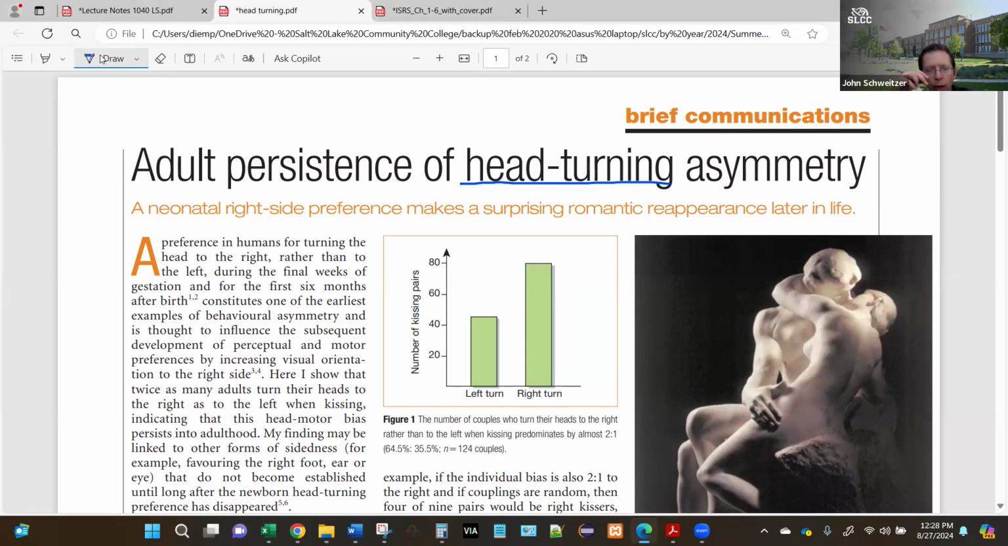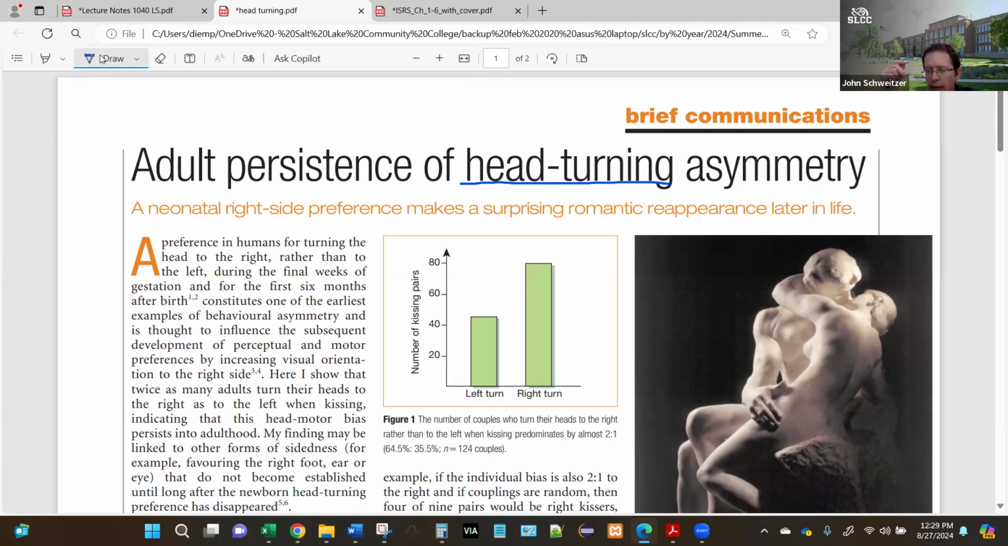If you read this, it talks about the fact that they know that during gestation, during pregnancy, fetuses, so babies, have a preference for turning their head to the right. How do they know this? Well, I figure it's probably because of all of the ultrasounds, right? Most babies will have an ultrasound done, and they can just count from these ultrasounds that if the baby has its head turned, it tends to be to the right. So that's an established fact.